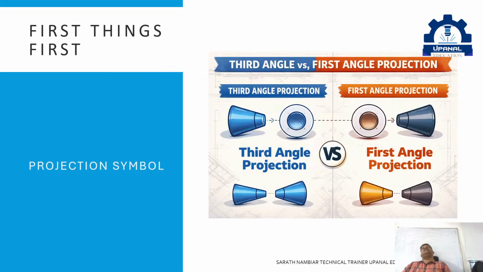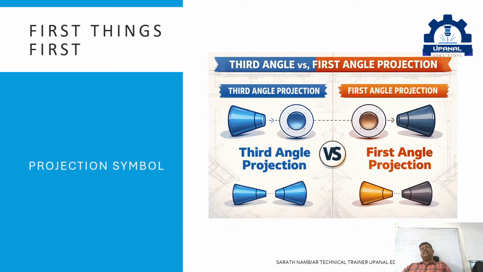Now, obviously, before we start anything, we have to see two things. Before we understand the shape, there are two small things that you must look for. One is the unit, which will be mostly in millimeter itself. That's why I don't mention it here. What is the unit, you have to see. Second thing is the projection symbol.